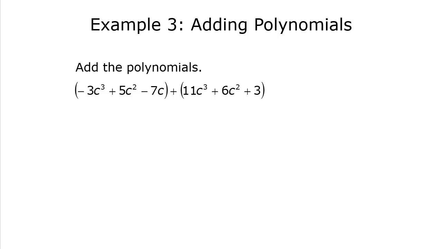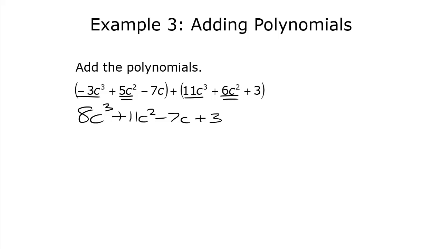Same thing here. If I'm going to add this junk to the stuff on the left, I have to find matching stuff. So here is a c cubed, here's a c cubed. I've got 11 of them, minus 3 of them. I have 8 c cubed. Okay, so here's my c squared and my c squared. I have 6 of them here. I have 5 of them there. So I get 11 c squareds. I don't have any c's over here, so there's just minus c. And again, no constants to add, so plus 3.